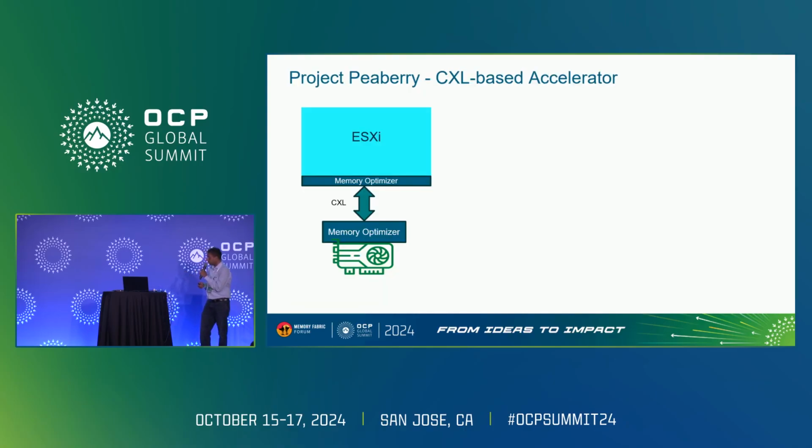So this is our CXL based accelerator. It's a hardware co-design. It has the advantage of no page faults and coherent host memory tracking. By the way, this is CXL type 2. I think most of the speakers today were focused on type 3, but this is CXL type 2.